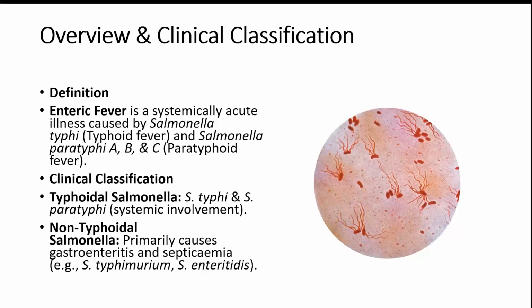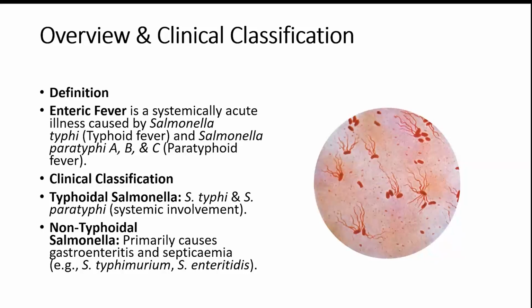First, what is enteric fever? Enteric fever is a systemic acute illness caused by Salmonella typhi and Salmonella paratyphi A, B, and C. Salmonella can be divided into typhoidal Salmonella and non-typhoidal Salmonella. If you think about the genus, the genus is Salmonella, and this genus can be classified as typhoidal and non-typhoidal Salmonella.